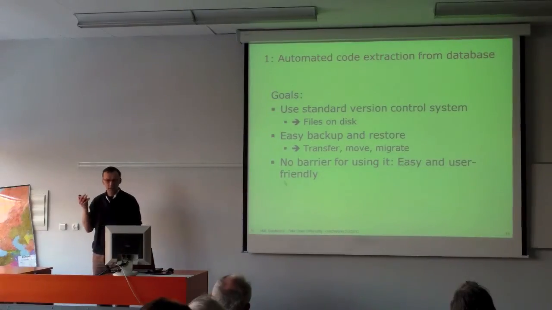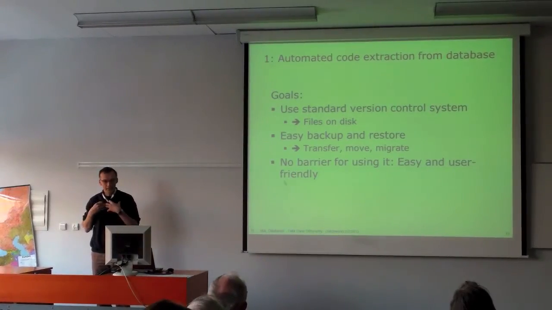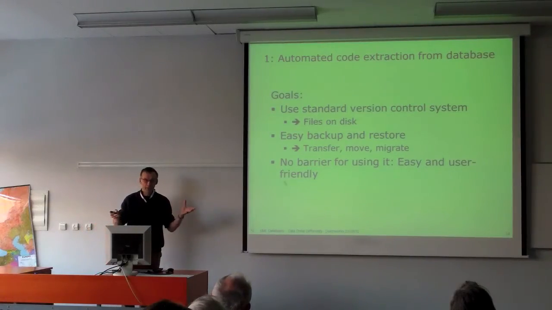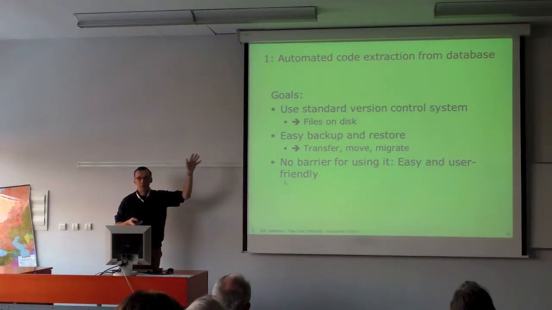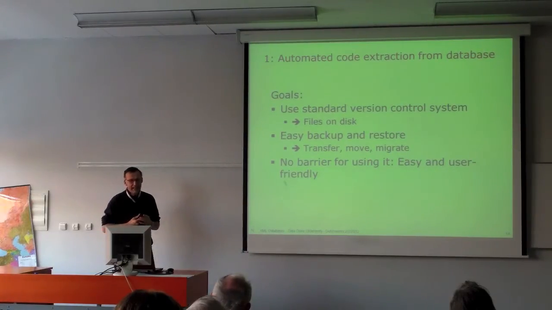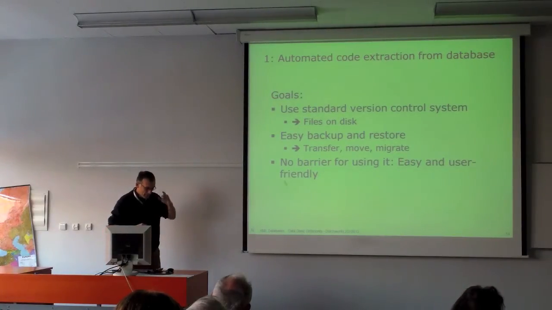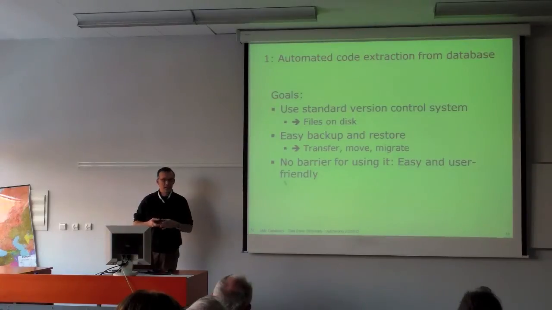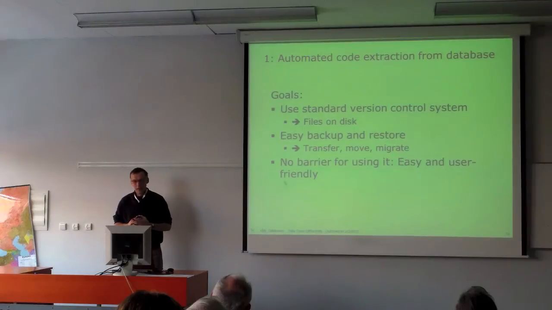So here's how I do it. The first thing is automatic code extraction from the database. And my goal is, I want to use a standard version control system in a standard way. So personally, I use Subversion. I have hired a server somewhere in the cloud which runs Subversion for me. So to do that, I need files on disk. And I want it to be easy. I want to do easy backups, easy restores. For instance, when there is a new version of eXist, I want to easily put my modules back in. I want to transfer, move, and migrate my code easily.